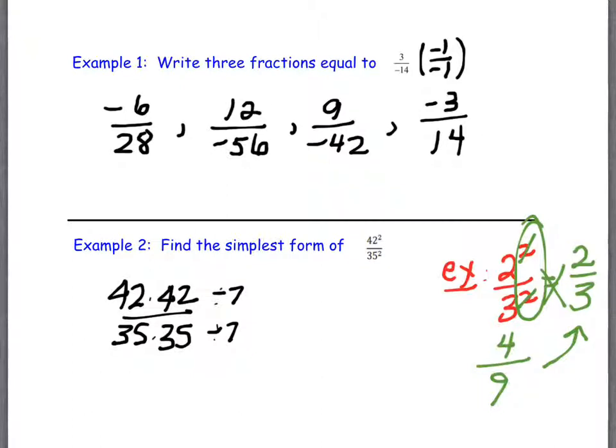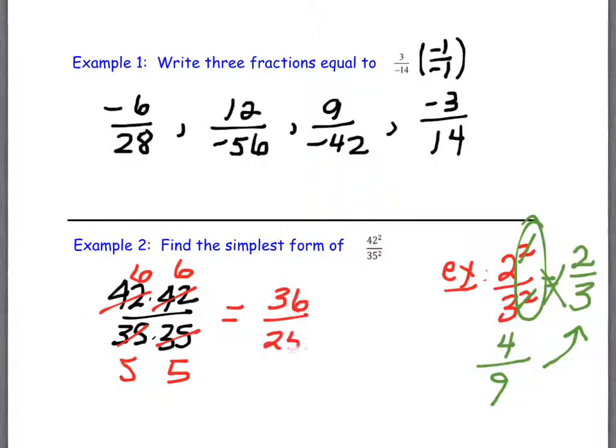Let me do it this way. This is what you guys are more familiar with seeing. I can reduce each one of these by a factor of 7, right? So 42 reduced by 7 would be a 6, and the 35 would be a 5. And the 42 again would be another 6, and the 35 would be another 5. How about 6s and 5s? Do they have anything in common? No. So we're done reducing, but what's our answer? Right, 36 over 25.